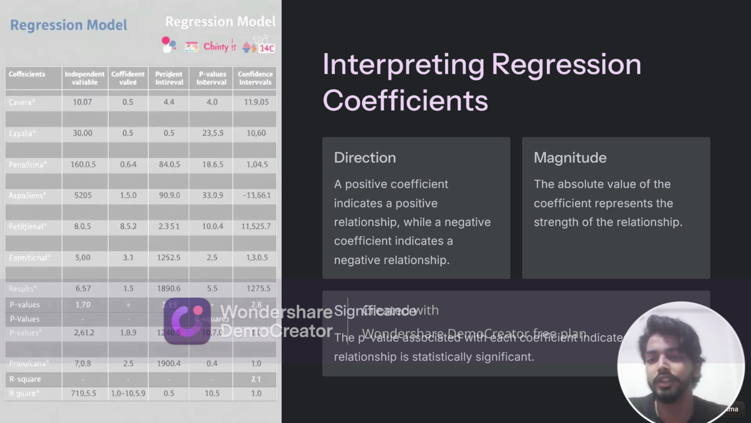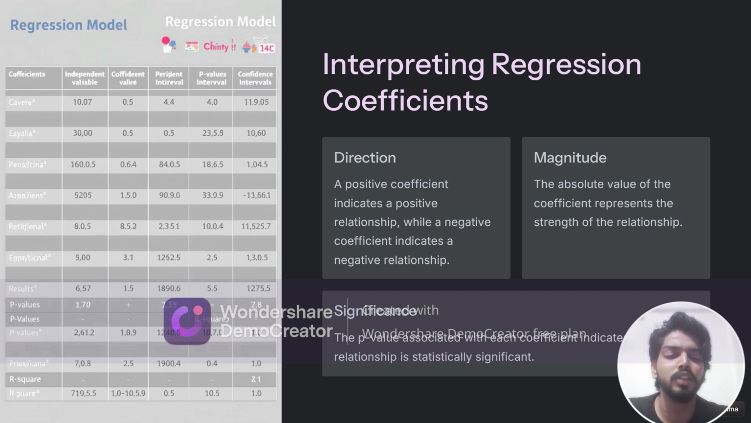Interpreting regression coefficients. Direction, magnitude, significance. So basically there are three aspects: direction, magnitude, and significance. Direction. A positive coefficient indicates a positive relationship, while a negative coefficient indicates a negative relationship. We all know about coefficients. Magnitude. The absolute value of the coefficient represents the strength of the relationship.